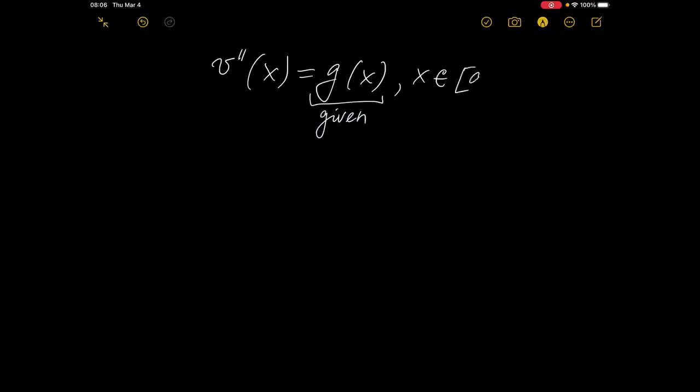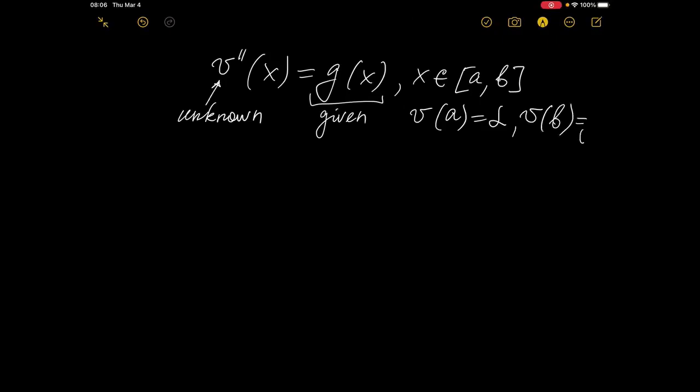x belongs to the interval from a to b, and we are trying to find the function v. We also have the following boundary conditions. Essentially, these are conditions on the ends of the interval.